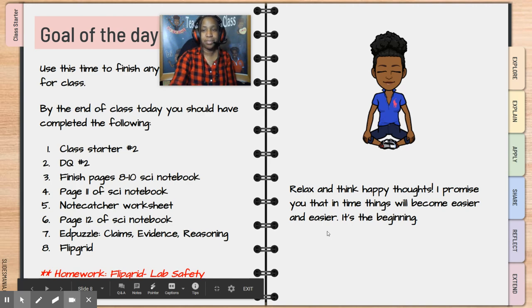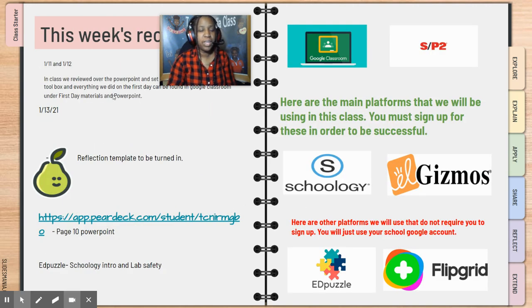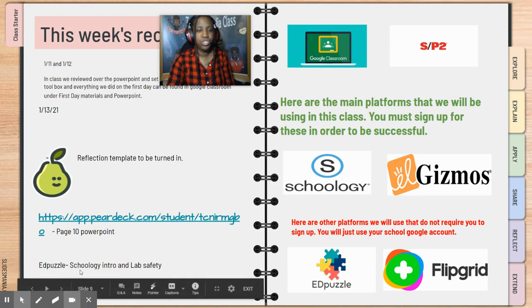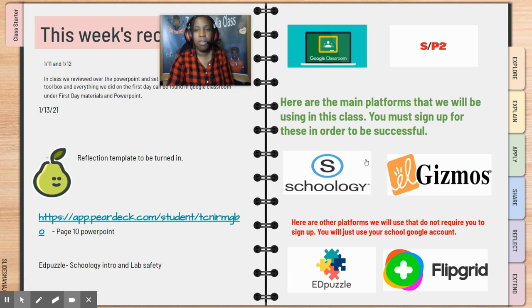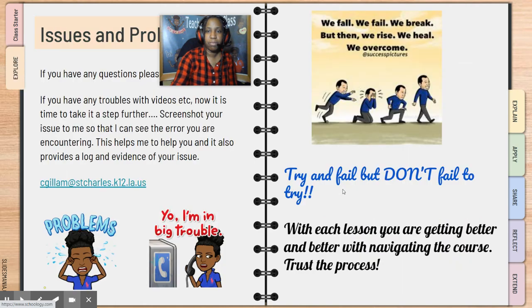It's just the beginning. This is our weekly recap. You know what we did on the first days that you met me: we went over the PowerPoint. Yesterday, we did our reflection template. Here is the template here. You actually got to click on the Pear Deck. Here is the PowerPoint again for page 10. And then in Ed Puzzle, you should have already completed your Schoology introduction and lab safety. These are all of our classroom tools that you should have signed up for by now.